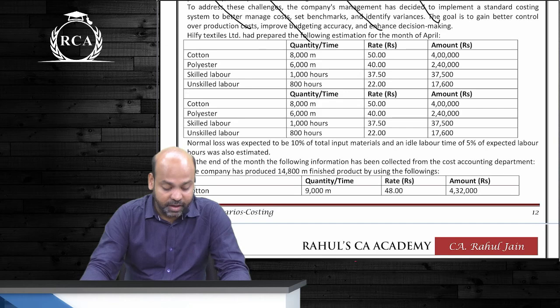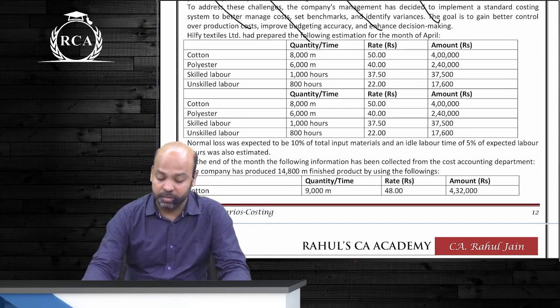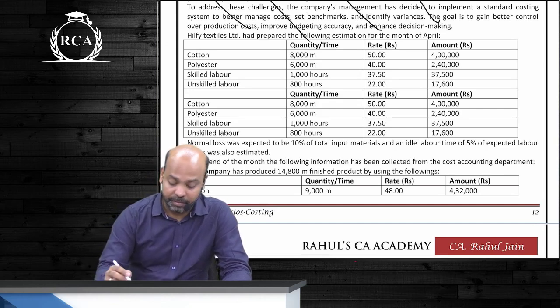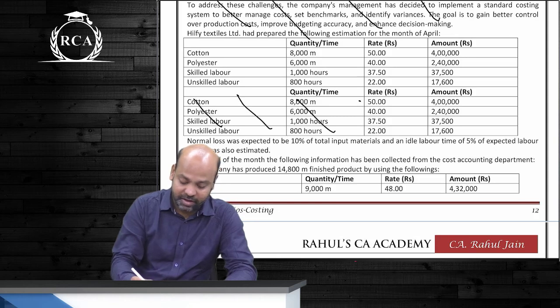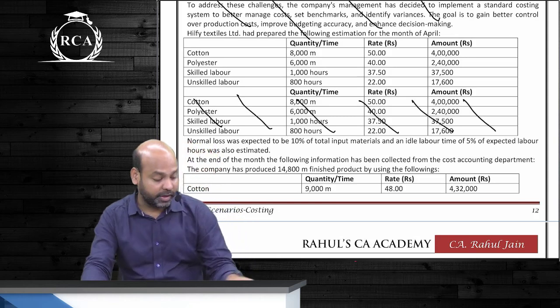Hi-Fi Textiles had prepared the following estimation for the month of April. The same table has come twice. It's not two different tables. You can strike once now.